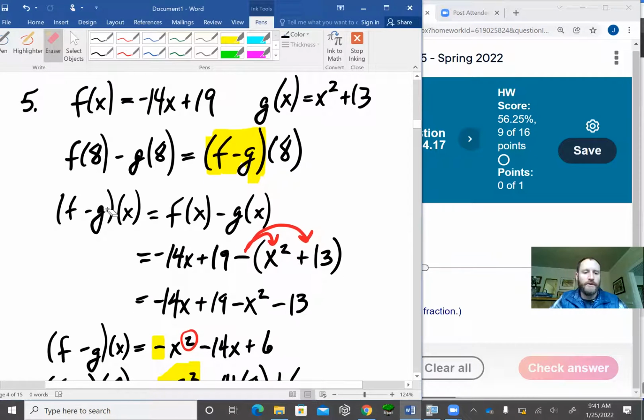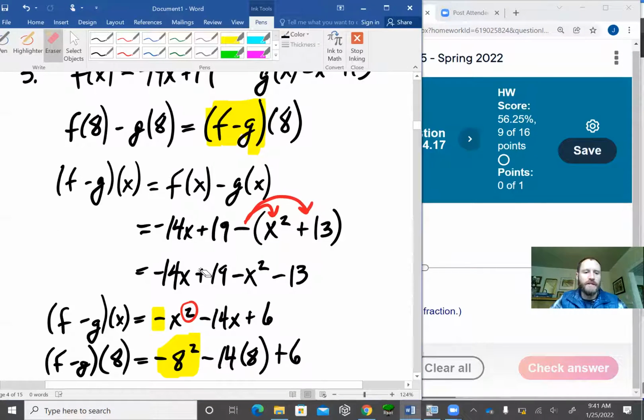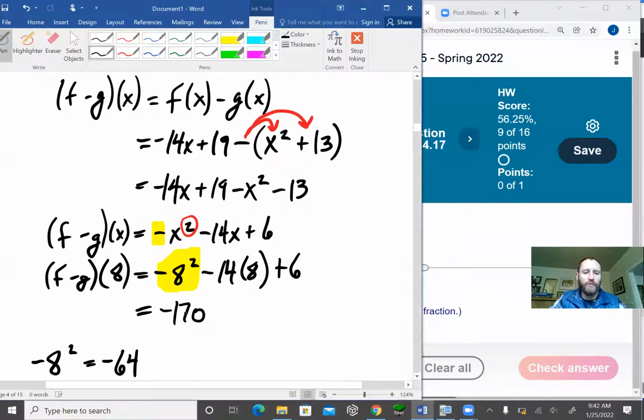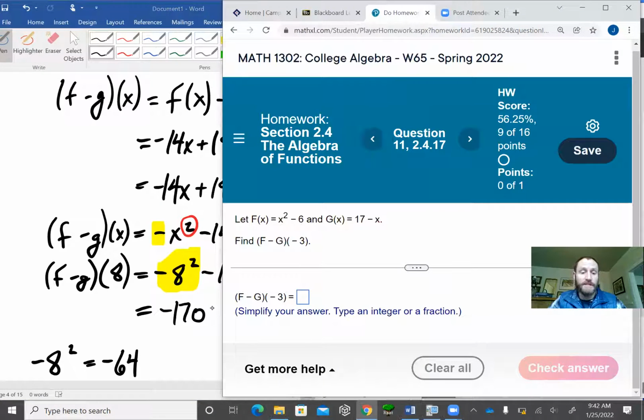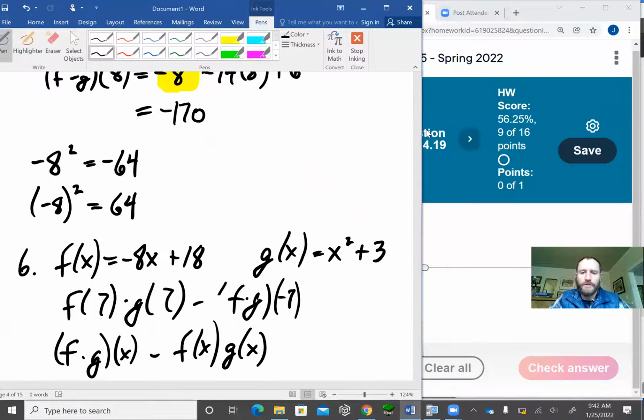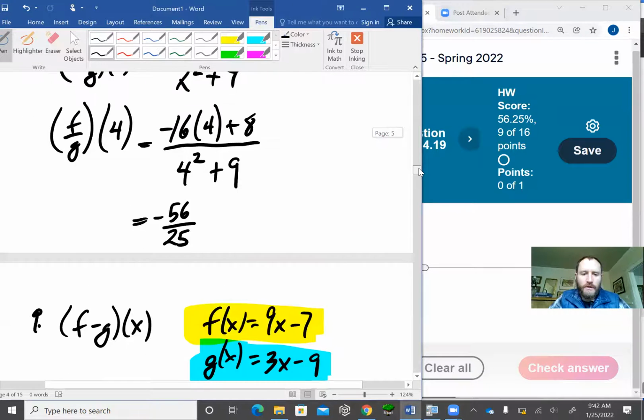What we did is we found our new formula for f minus g of x, and then we plugged in whatever that number was. In this case, it was 8. We plugged 8 in for x in the new formula. So it's the same exact thing. It's x squared minus 6 minus g of x, so parentheses 17 minus x, find the new formula, and then plug negative 3 in for x. That's number 11.